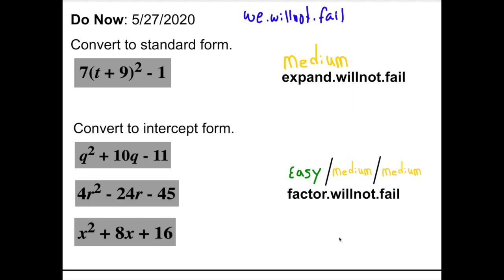So again, what I want you to do here is pause the video, and now with the stuff we're doing, we know to look out for some special forms, right? So pause the video, convert the first to standard form, convert the next three to intercept form, and then when you're ready, unpause, and you can see what I got.